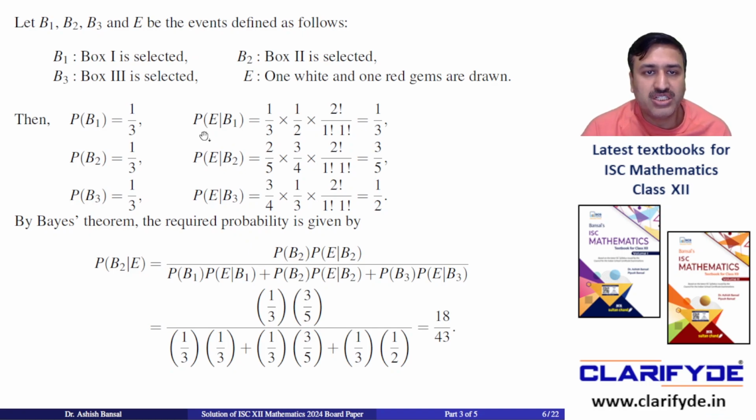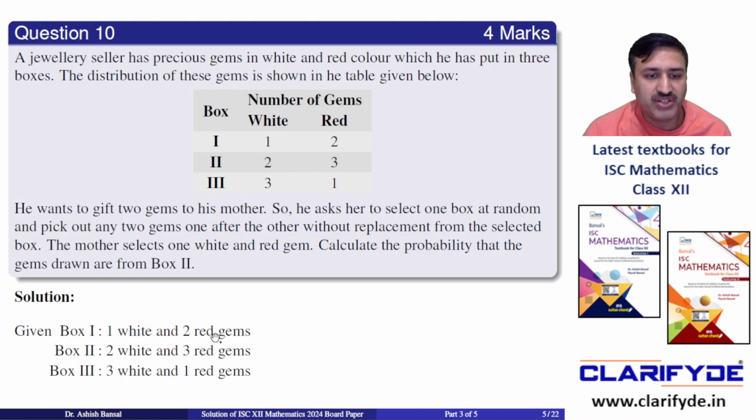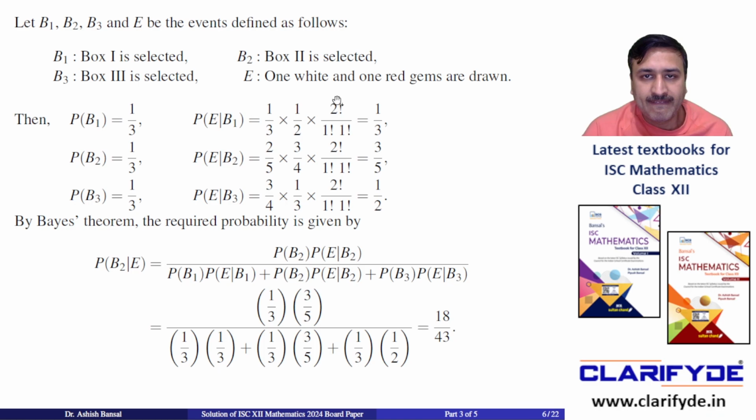Now we can write this conditional probability E given B1. We have to pick one white and one red. So let us say first is white and second is red. So the probability of one white is 1 by 3 and one red is 1 by 2, because in box first there are one white and two red gems. And these are the possibilities.